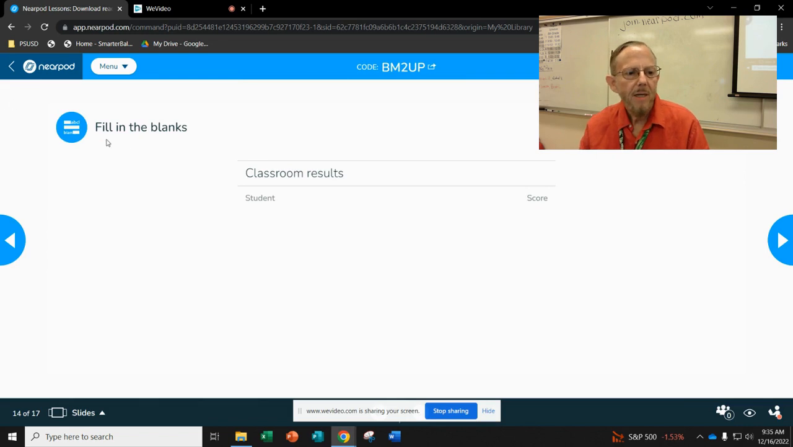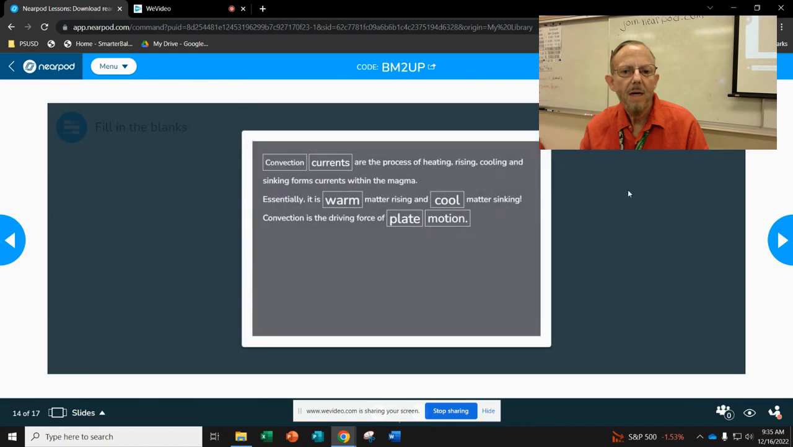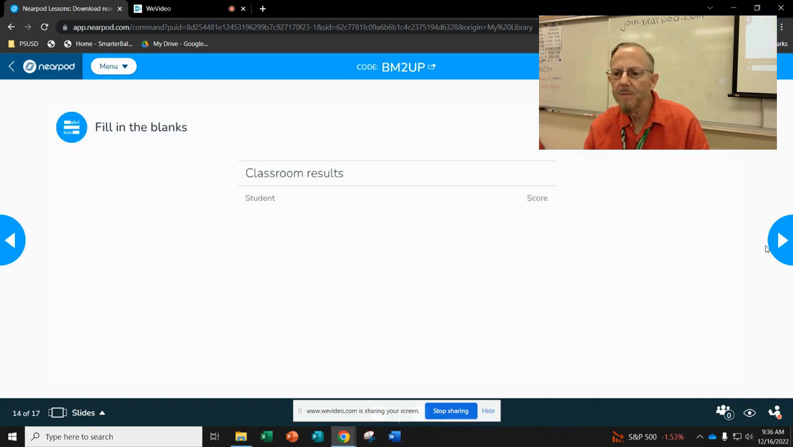In this activity, you will fill in the blanks. You will use the provided vocabulary words to fill in the blanks about convection currents.